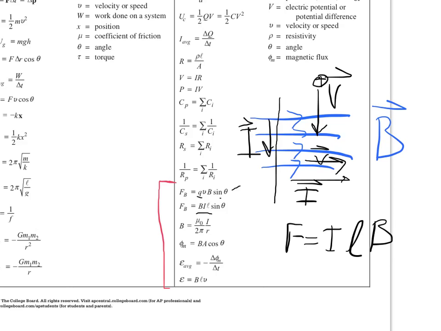Be sure to note the difference between force and field. If a problem asks you for a force, it's asking for FB. If it asks you for the field, magnetic field, it's asking for B.